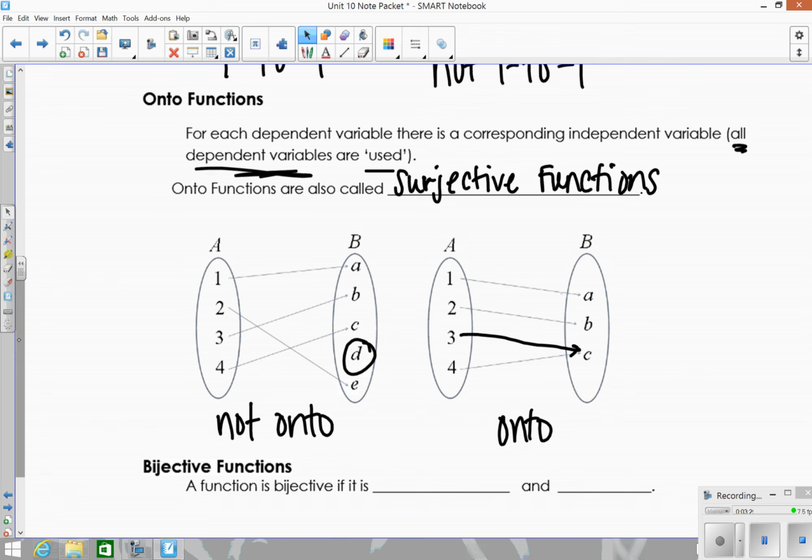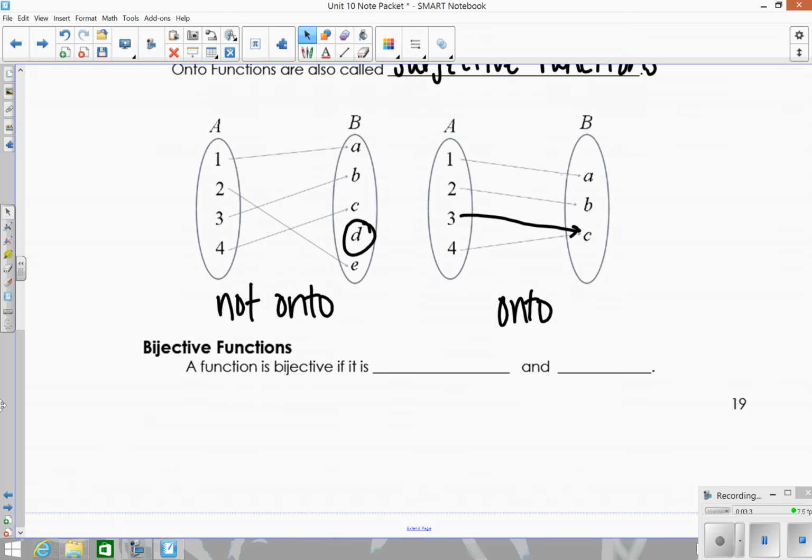And the last thing is, what happens if a function is onto and one-to-one? Then it's called bijective. So a bijective function is when it's one-to-one and onto. So let's look at some more examples with just identifying if a function's one-to-one, onto, bijective, or neither.